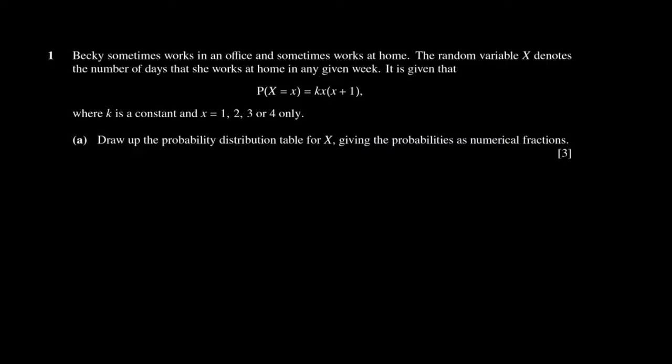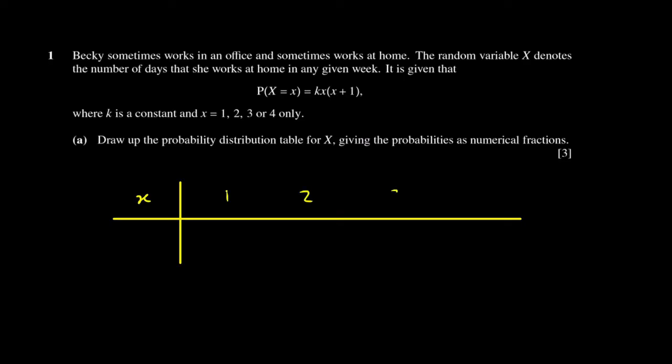Okay, well, let's just get along and do that. I draw up my table here. I'll label this as x, and x can be either 1, 2, 3, or 4. And then the probability that x is equal to x, well, if we start with x is equal to 1, we're going to have k times 1 times 2, so that's 2k.